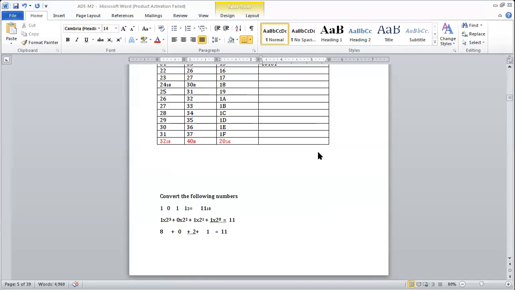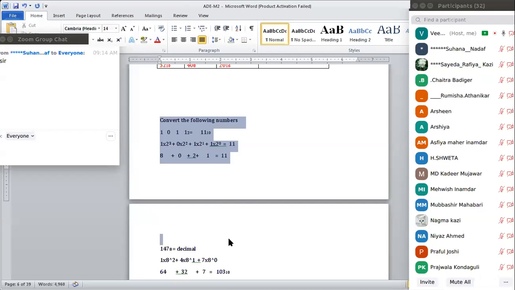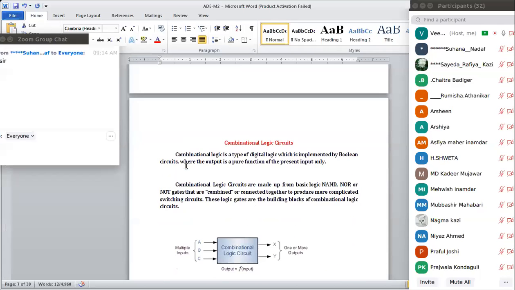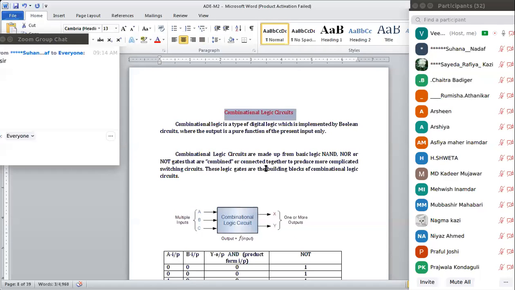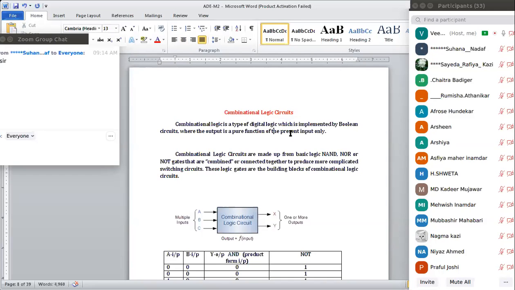So to move on to a second module, that is a conversion of number system, we should know what is actually a combinational logic circuit. Okay, so basically it is a type of digital logic, which is implemented by using a Boolean circuit. When I say Boolean circuit, that circuit is going to provide me Boolean functions, which in the previous class we have discussed, along with Boolean rules.